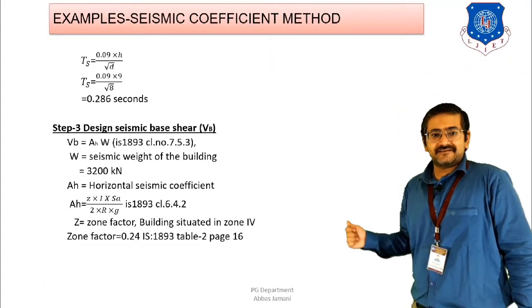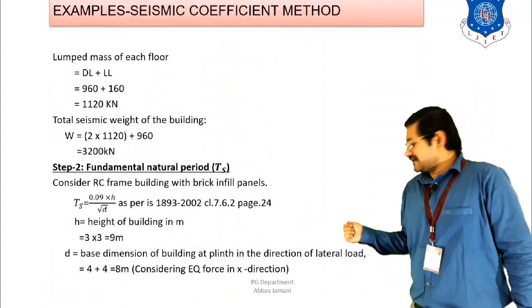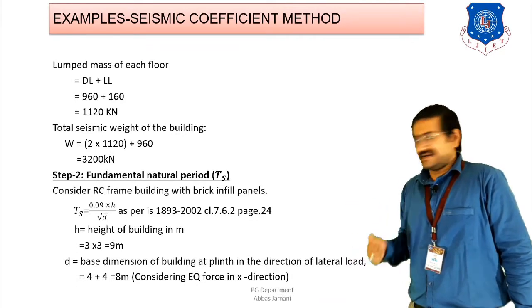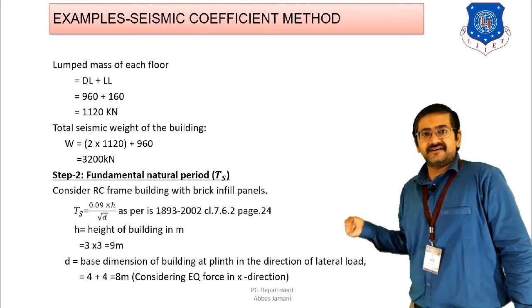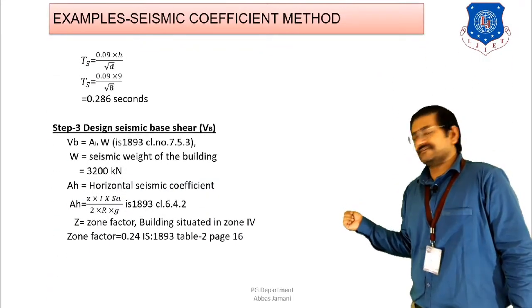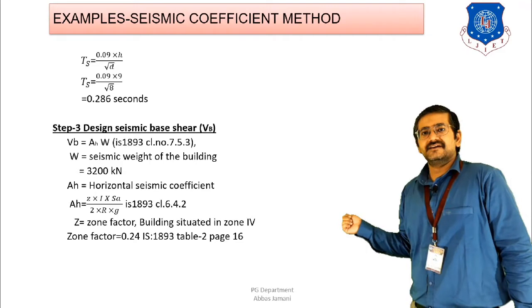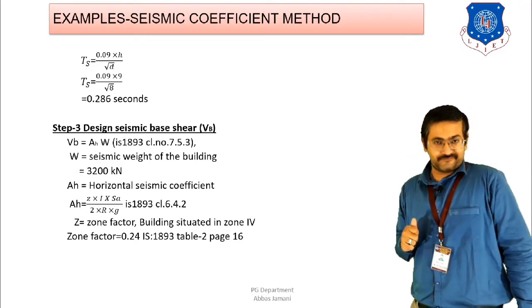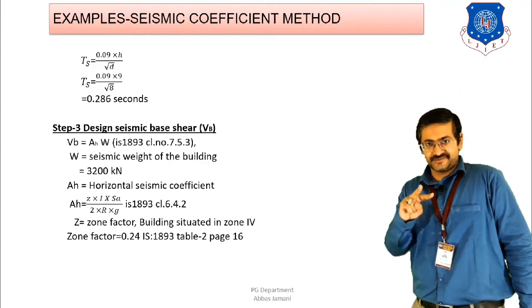Next is the height. In case of height, again we know from the elevation that a total of 9 meters of height is shown, right? So H is going to be 9, D is going to be 8. We substitute the value in the equation 0.09 H under root of D, and you will get the answer as 0.286 seconds. That is the value of time period, right? So this is going to be the second step.